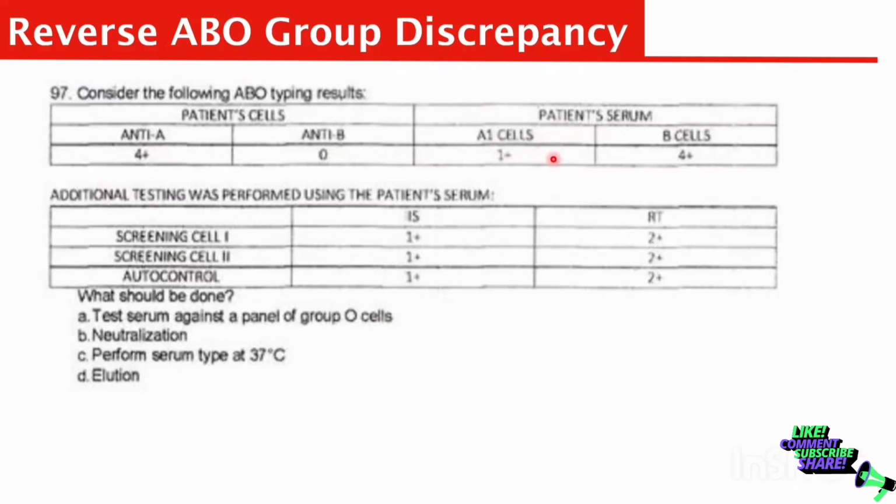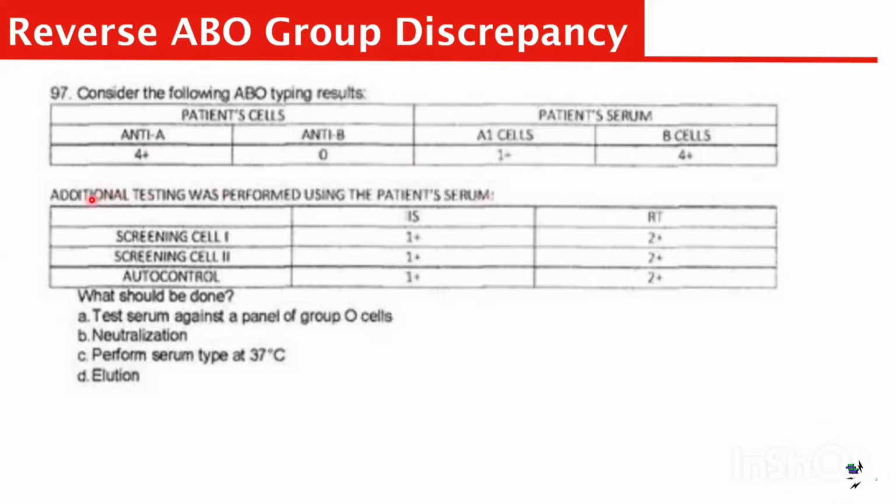So one thing is certain here from what we consider: this person is blood group A, because the forward grouping had a strong antigen A reaction, and the reverse grouping showed a strong B cell reaction. So it's already strongly indicating that this is a blood group A patient. But this A1 cell positive here is making a discrepancy, an interference, which we need to find out why we are getting such results.